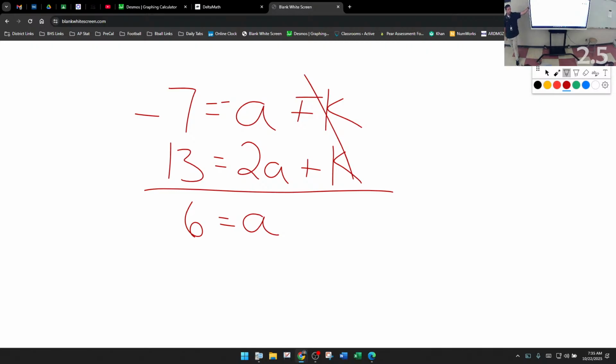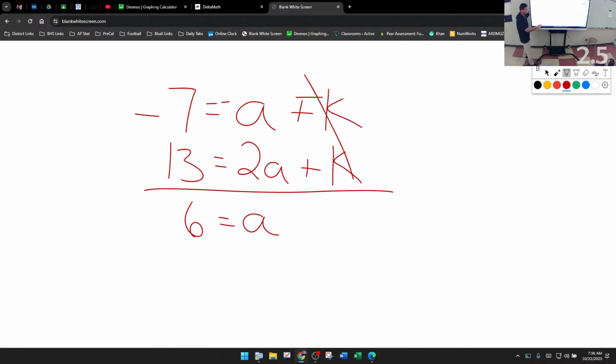Pretty easy. This was negative A, that's positive 2. Negative A and positive 2 is positive 1. So I got 6 equals A. So watch. If 6 equals A, and that was a 7, then that has to be a 1.